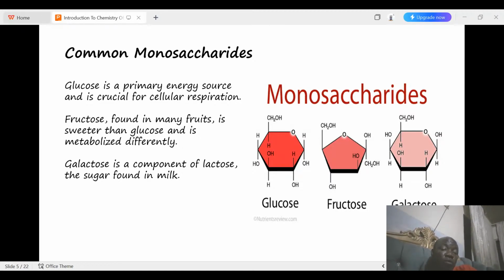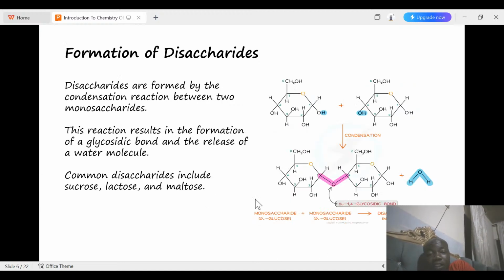So the common monosaccharides are glucose, fructose, and galactose, and try to know their sources. Where do we get glucose? We usually get it from plants. Where do we get fructose? We get it from fruits. Where do we get galactose? We get it from lactose. So you should know their sources. Lactose is an example of a disaccharide. So then let's move to the next.